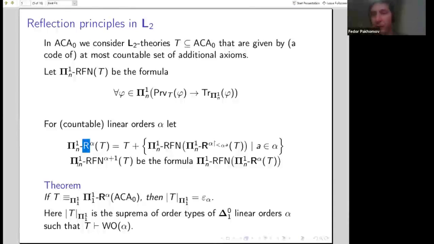But for limit ordinals alpha, or in terms of linear orders without the greatest element, this is not exactly the case, so one should be more careful. For the limit ordinal, the theory is not finitely axiomatizable, and it's axiomatized by all the RFNs less than the given alpha.